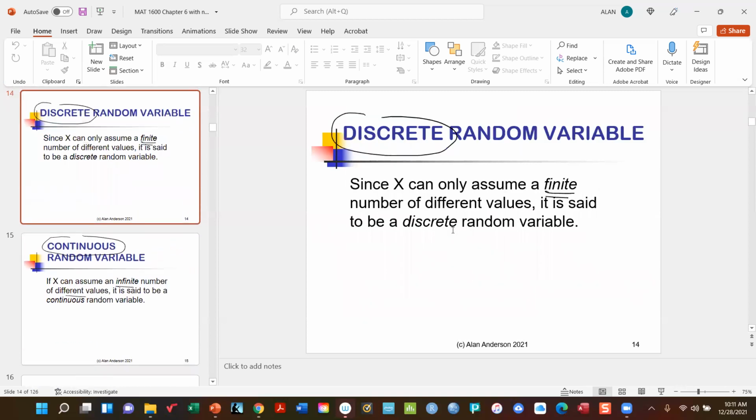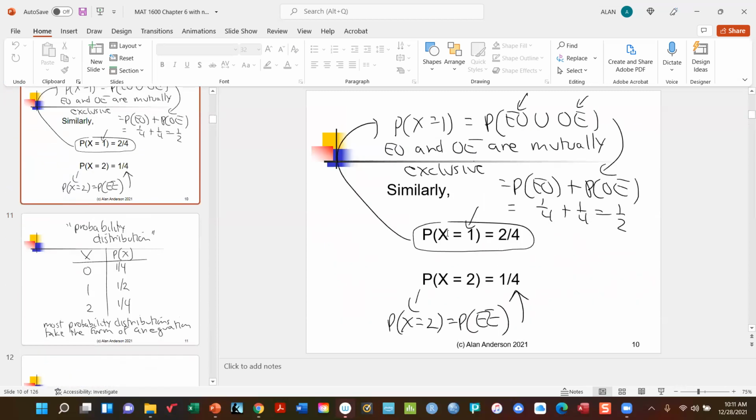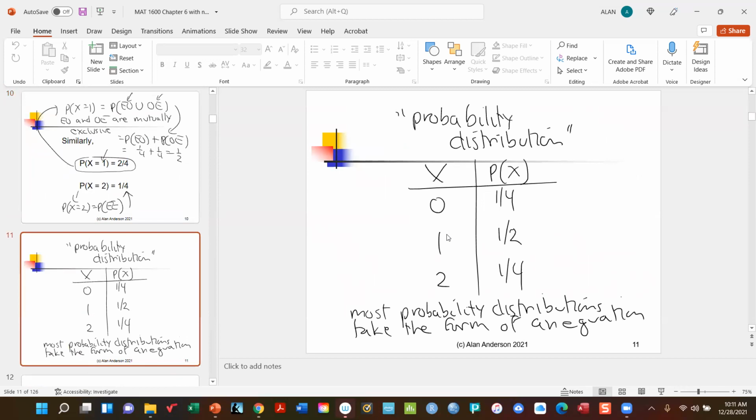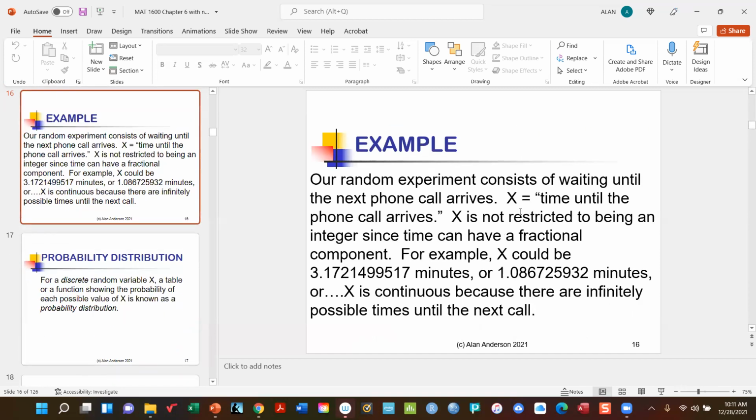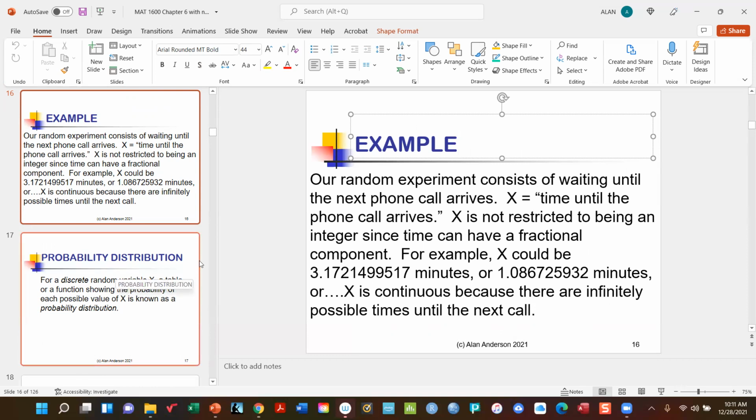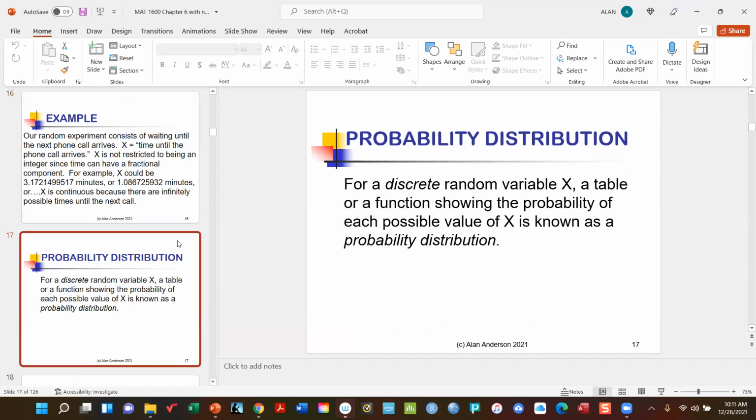When we were rolling the dice, of course, there's only a finite number of outcomes that we can have. We can't have an infinite number of dice rolls, but we can have an infinite number of times until the next phone call. So X in this example is continuous. Also, we'll be looking at continuous random variables in chapter 7. For now, we're focusing our attention on discrete random variables.